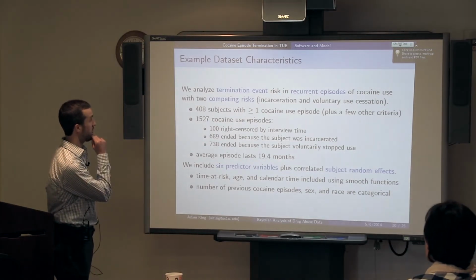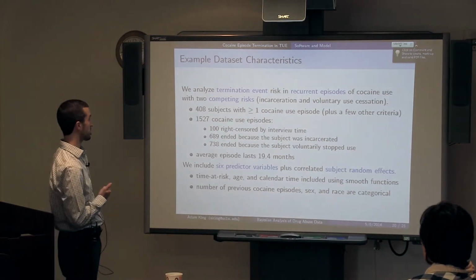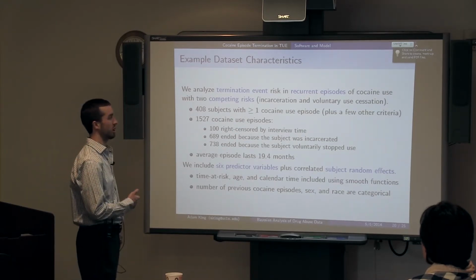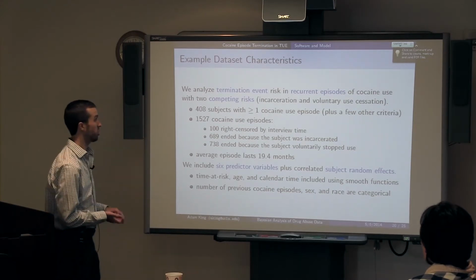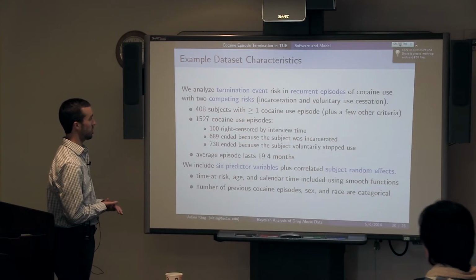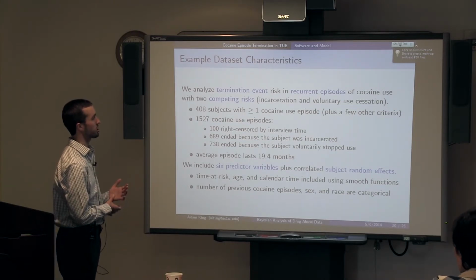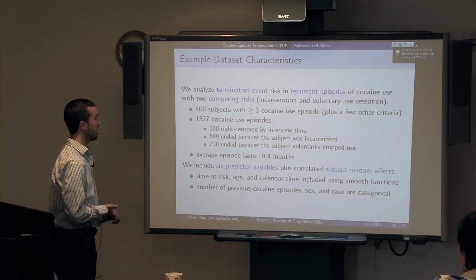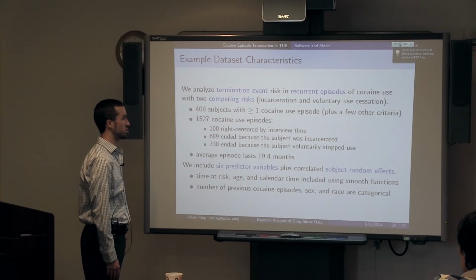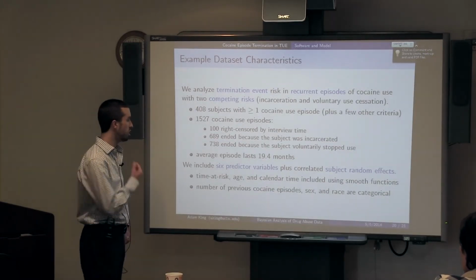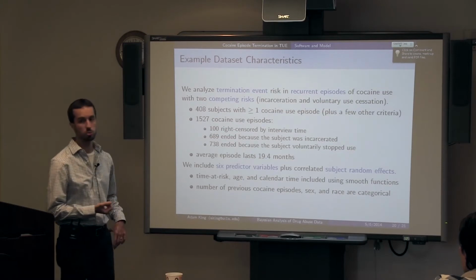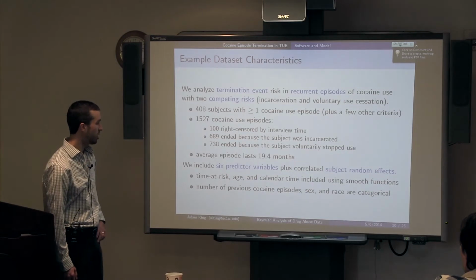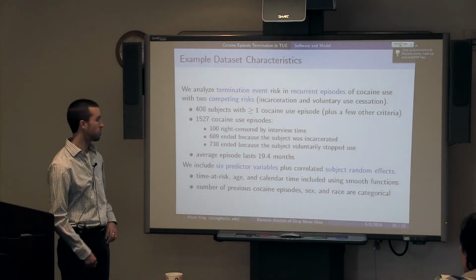Okay, now I'll give an example of how this software works. We're going to be looking at the Treatment Utilization and Effectiveness Project data. We're going to be looking at the termination event of recurrent episodes of cocaine use, and we're going to have two competing risks: incarceration and voluntary cessation of drug use. We'll be looking at 400 subjects, all who had at least one cocaine use episode. In total, these subjects are contributing 1,500 cocaine use episodes. 100 of these were right-censored by it being the time of interview, and then among the rest, about half of the episodes ended because the subject was incarcerated, and about half ended because the subject voluntarily stopped use. And on average, the episodes last 20 months.